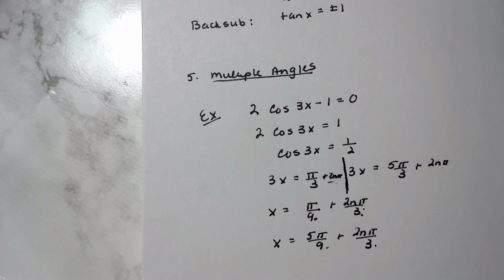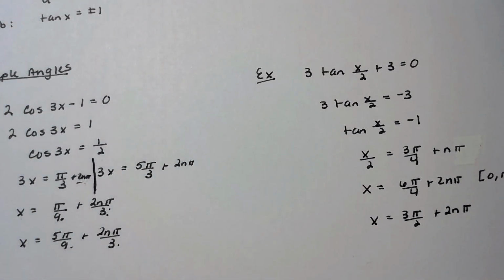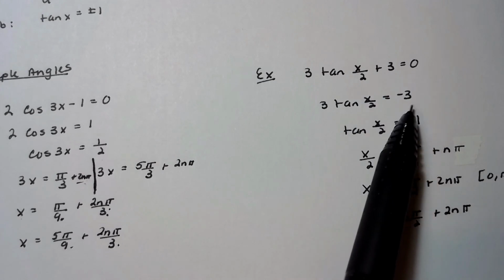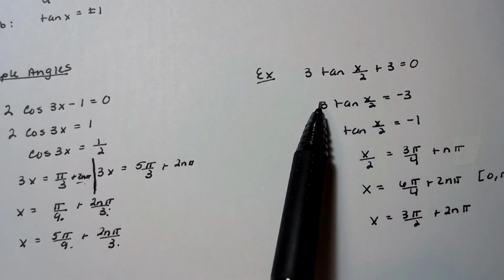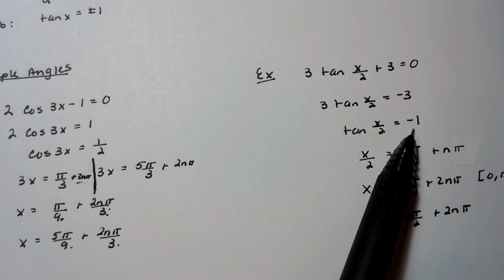The final multiple angle one, I thought I'd put a fraction in there for you, because you never know what's going to be on the test, right? Anyway, again, this really isn't a difficult problem. I have to subtract 3 from both sides, divide by 3, and I get the tangent of x over 2 is equal to negative 1.